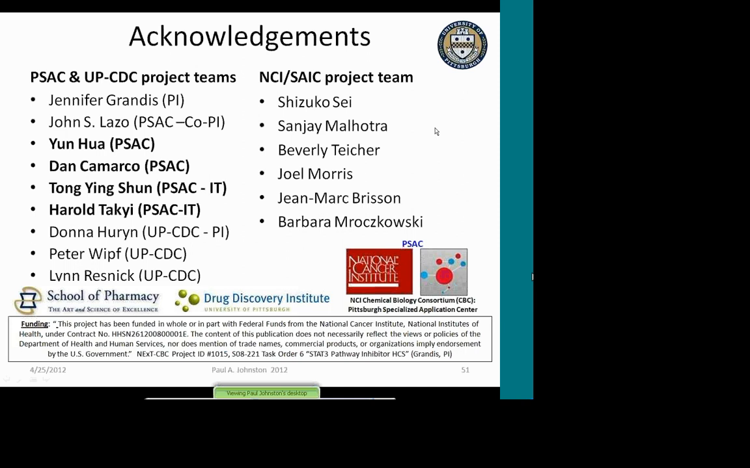And from the National Cancer Institute and SAIC, we have Shizuka Say, Sanjay Malhotra, Beverly Teicher, Joe Morris, Joe Marcusson, and Barbara Wachowski. The funding for this is listed here below. The NCI funded this as a contract. The numbers are listed there. The next PDCI project ID is number 105, and Jenny Grandis was the PI.